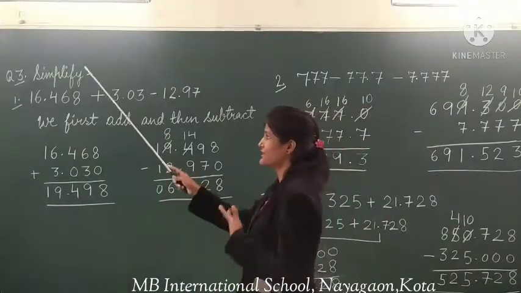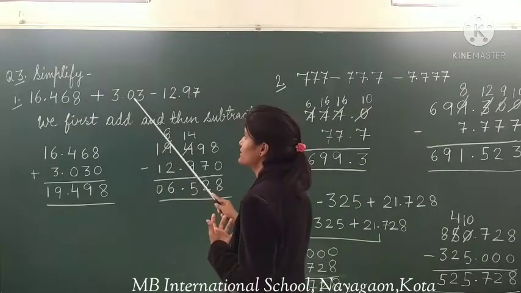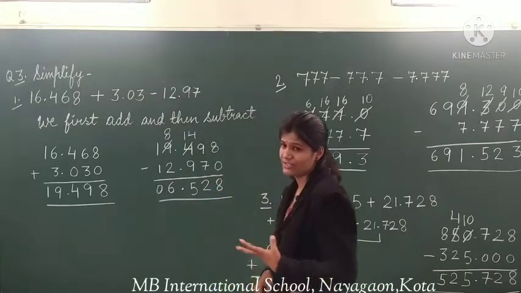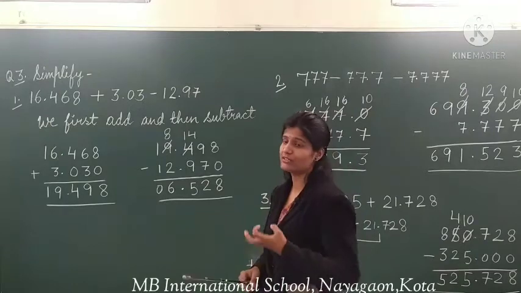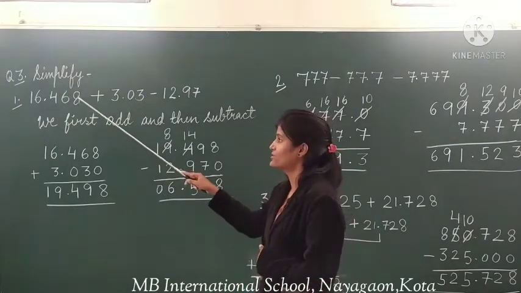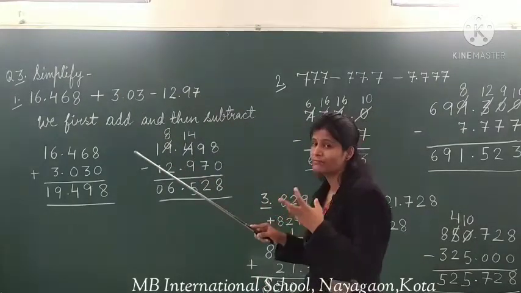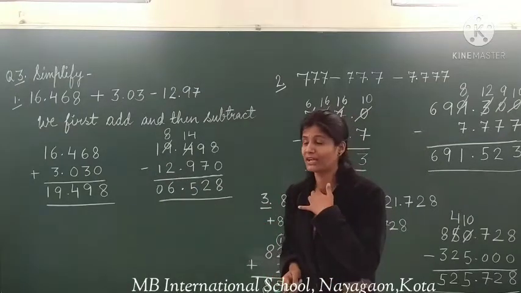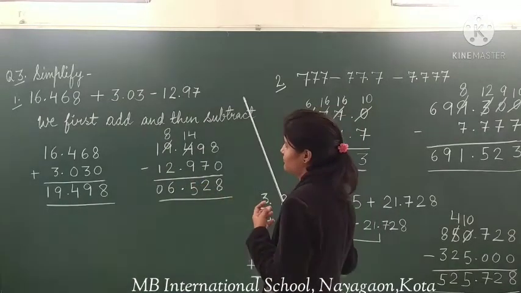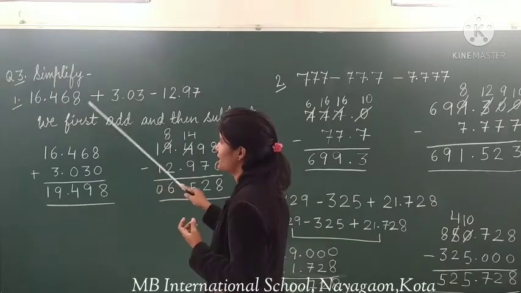Now question number 3, simplify. 16.468 plus 3.03 minus 12.97. Now simplify क्या करना है, आपके पास 3 decimal numbers है जिसमें आपको addition भी करना है, subtraction भी करना है. So 16.468 plus 3.03 minus 12.97 according to the BODMAS. BODMAS हमने पढ़ा था. सबसे पहले हम क्या करेंगे? Addition and then after subtraction. So we first add and then subtract. Add both the numbers, which is 16.468 plus 3.03.